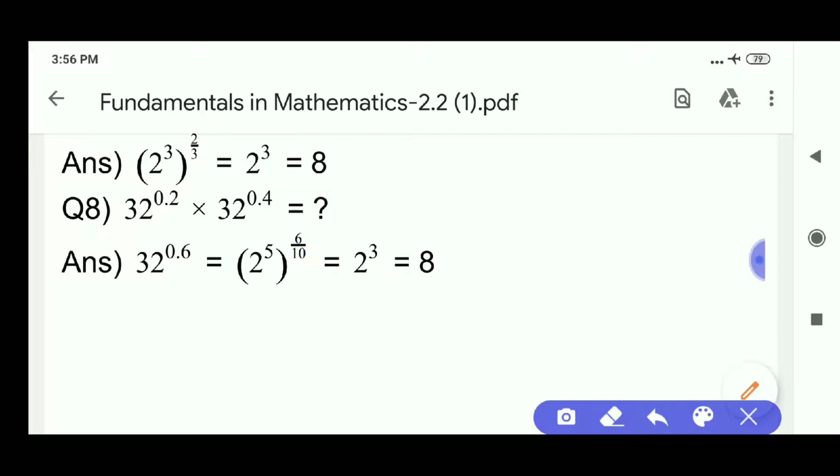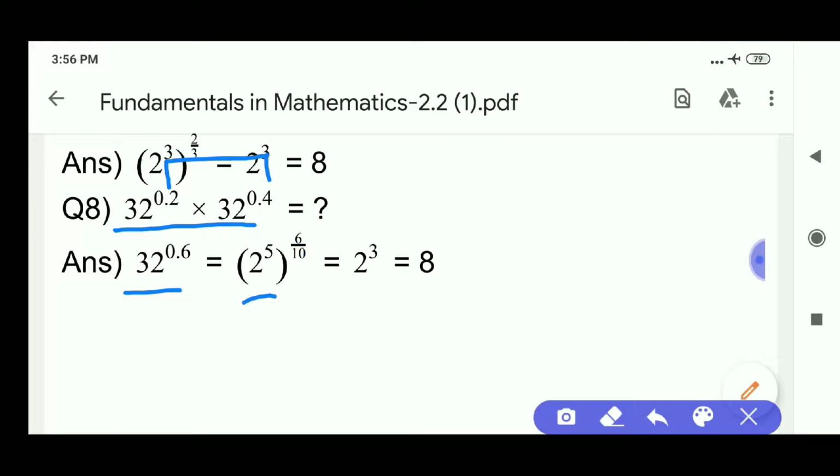Let us go to one more question. 32 power 0.2 into 32 power 0.4. Here we apply the formula a power m into a power n is equal to a power m plus n. By applying it we get 32 power 0.2 plus 0.4, which is 0.6.